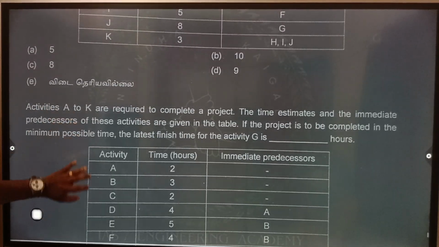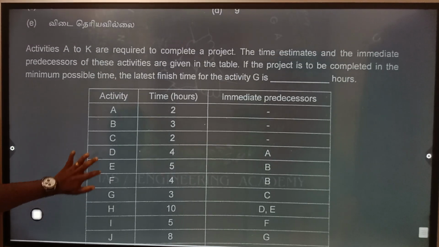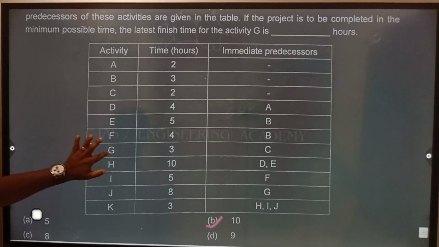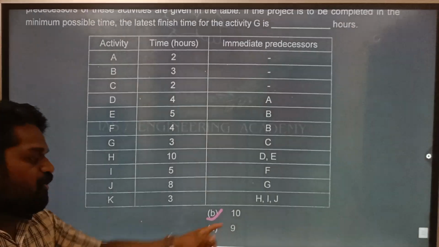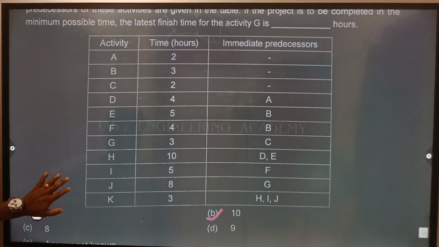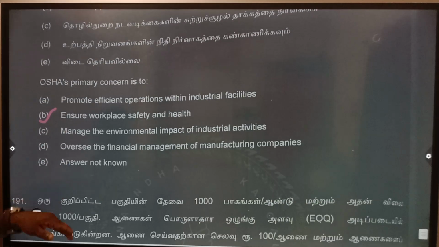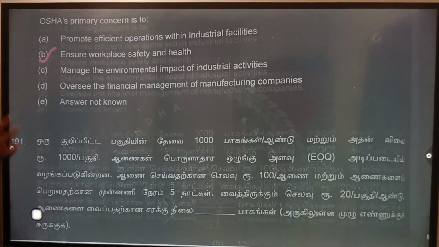Activities, time, and predecessors are given. The latest finish time of activity G is asked. If you calculate, you will get 10. Then what is OSHA for? Ensure workplace safety and health. Option is B.